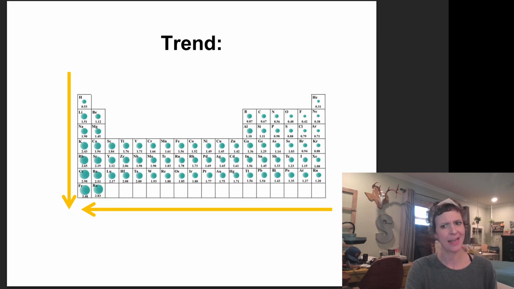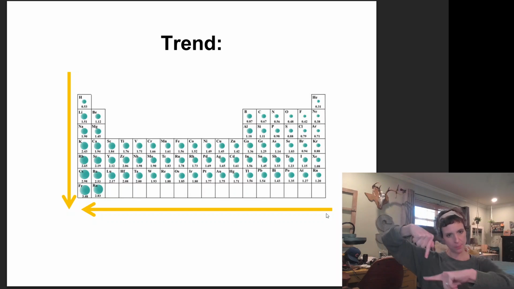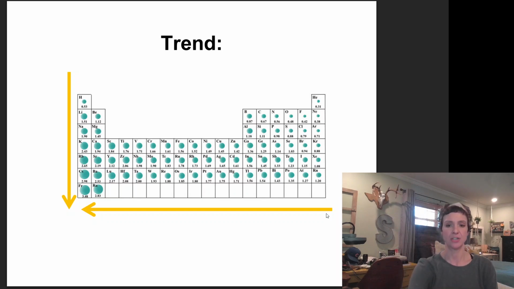Now, across a period, I have my arrow going this way. Remember, my arrow shows the direction of an increase in a trend. So if I'm looking across a period, it looks like my atomic radius increases going that way, from right to left. You could also say if I'm going against the arrow, the other way, that would show the direction of a trend decreasing. So the big thing here is that where my arrows are pointing shows the increasing in that trend. That was a long tangent, but I thought we should establish this before we start talking about a lot of the trends.